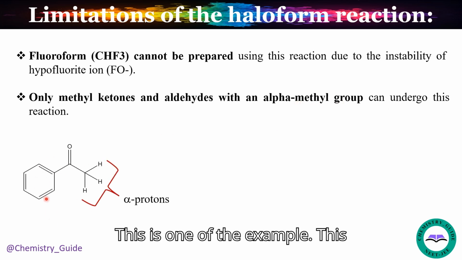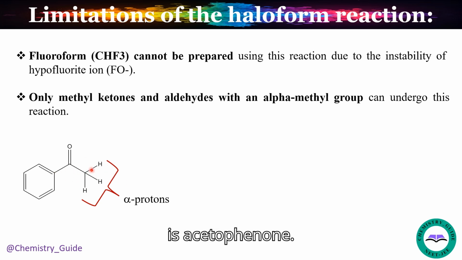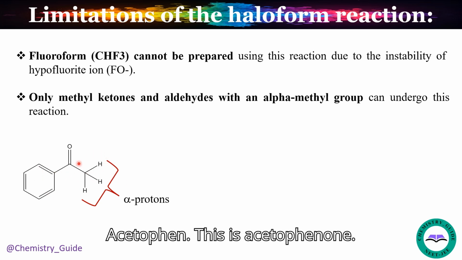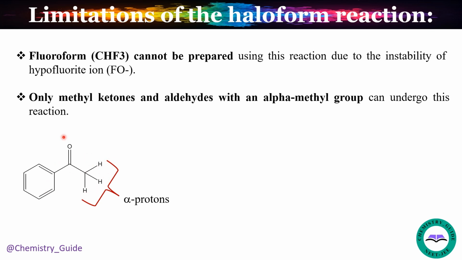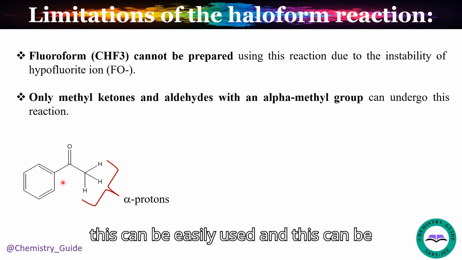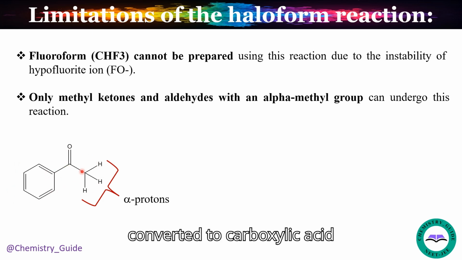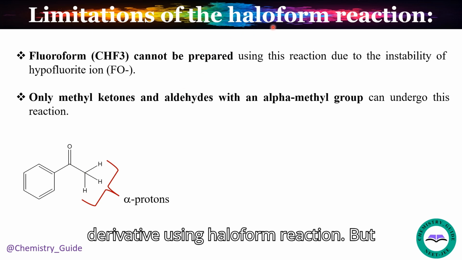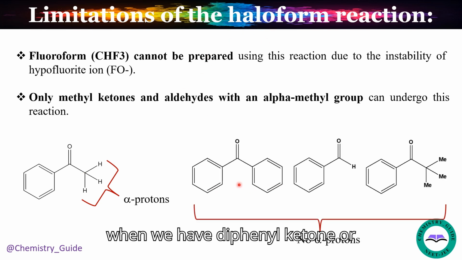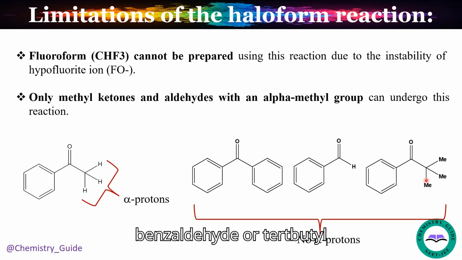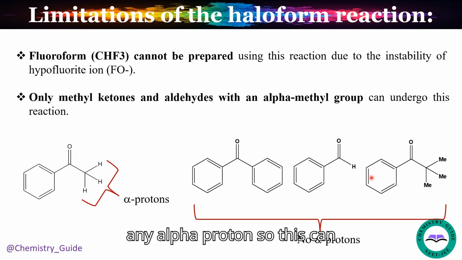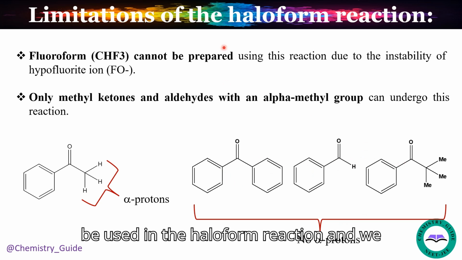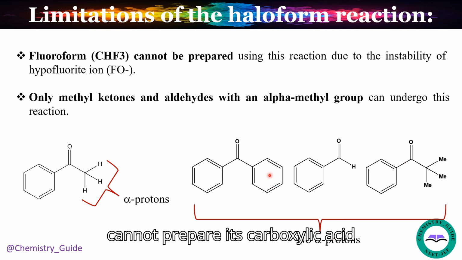This is one of the examples. This is acetophenone. Acetophenone has three alpha protons, so it can be easily used, and it can be converted to its carboxylic acid derivative using the haloform reaction. But when we have diphenyl ketone, benzaldehyde or tert-butyl ketone, these three substrates don't have any alpha protons, so they cannot be used in the haloform reaction, and we cannot prepare their carboxylic acid derivatives.